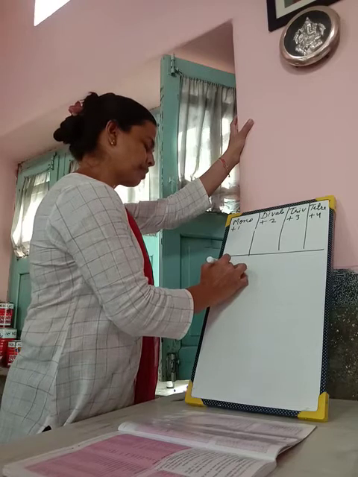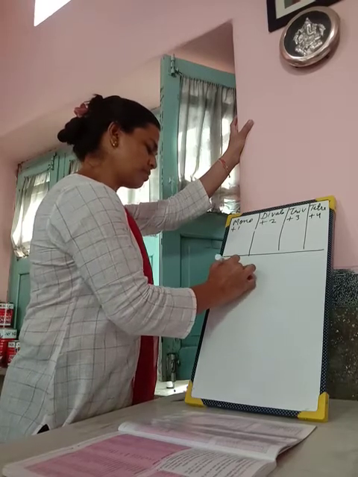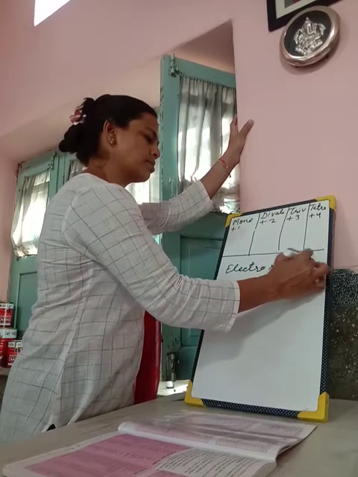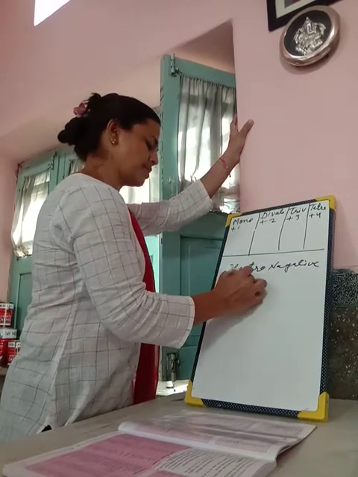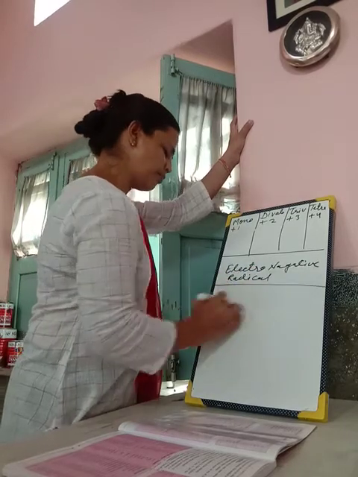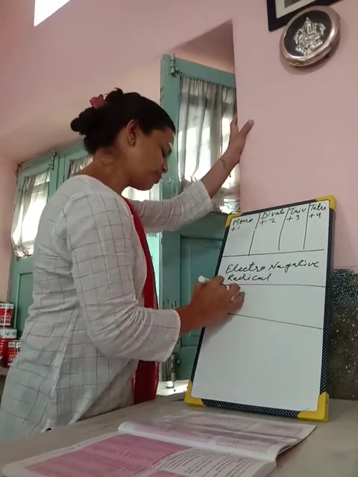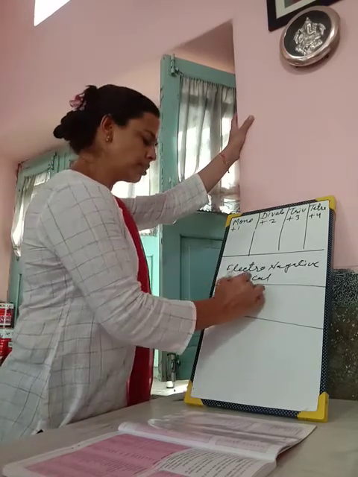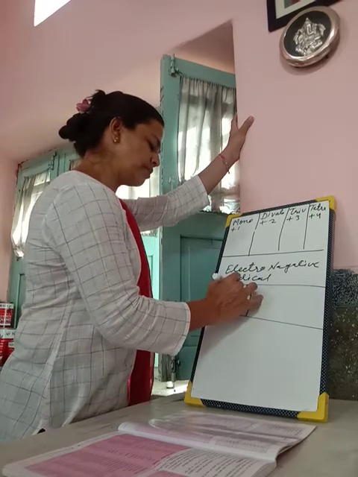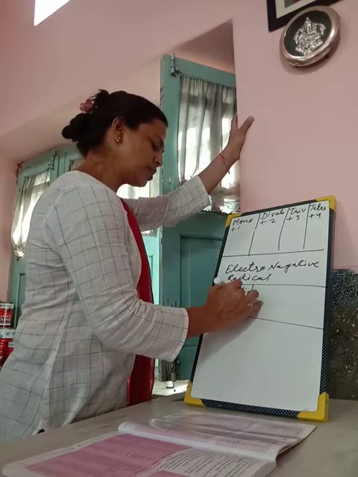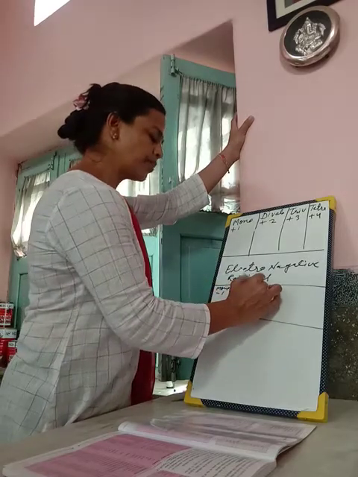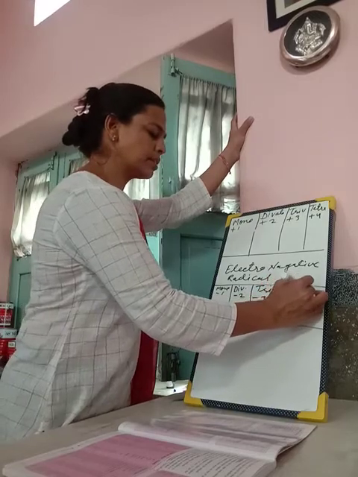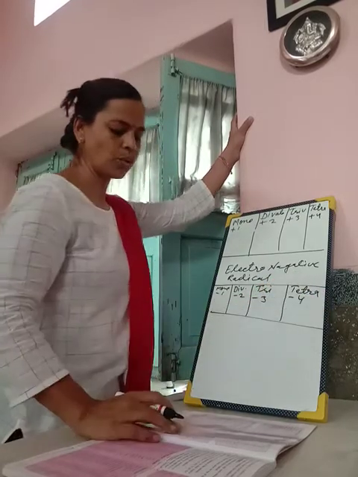Mono, this is electronegative radical. Same here. Mono means minus one charge, monovalent. Divalent, minus two charge, having minus two charge. Trivalent, having minus three charge, and tetravalent, having minus four charge.